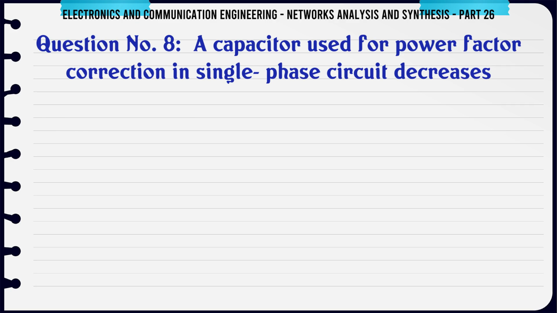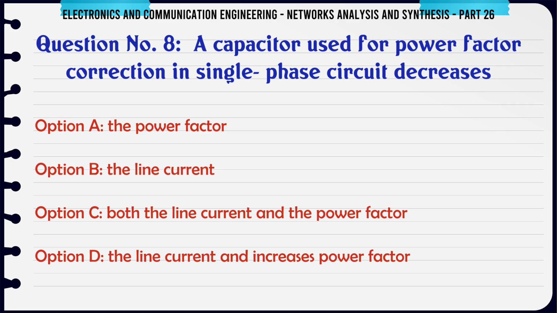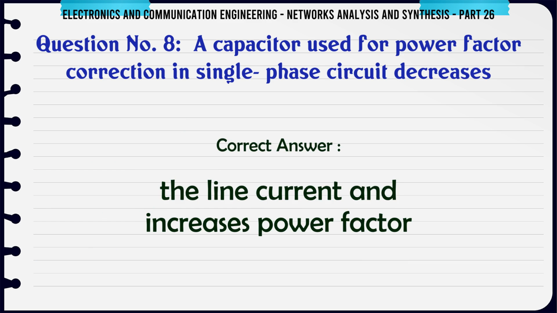A capacitor used for power factor correction in a single-phase circuit decreases A, the power factor; B, the line current; C, both the line current and the power factor; D, the line current and increases the power factor. The correct answer is the line current and increases the power factor.